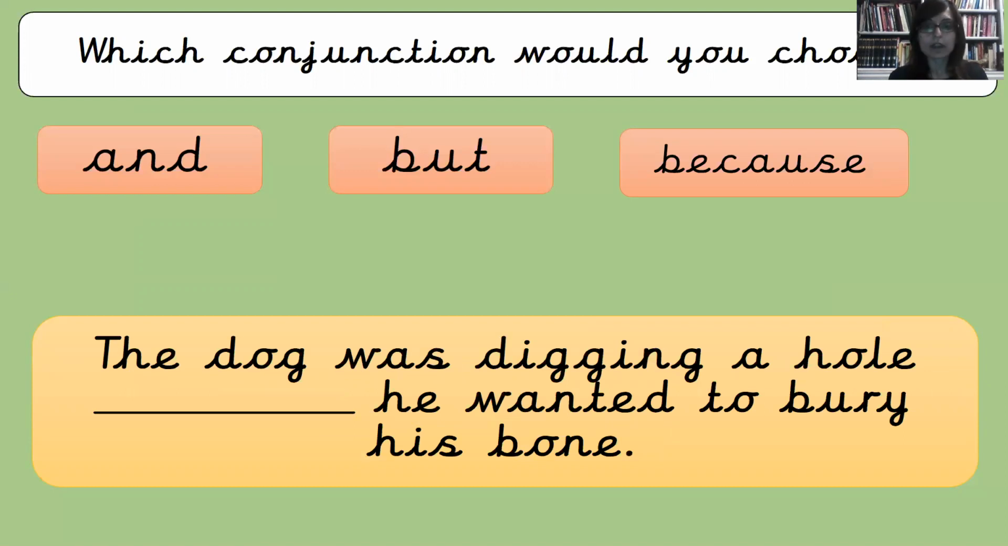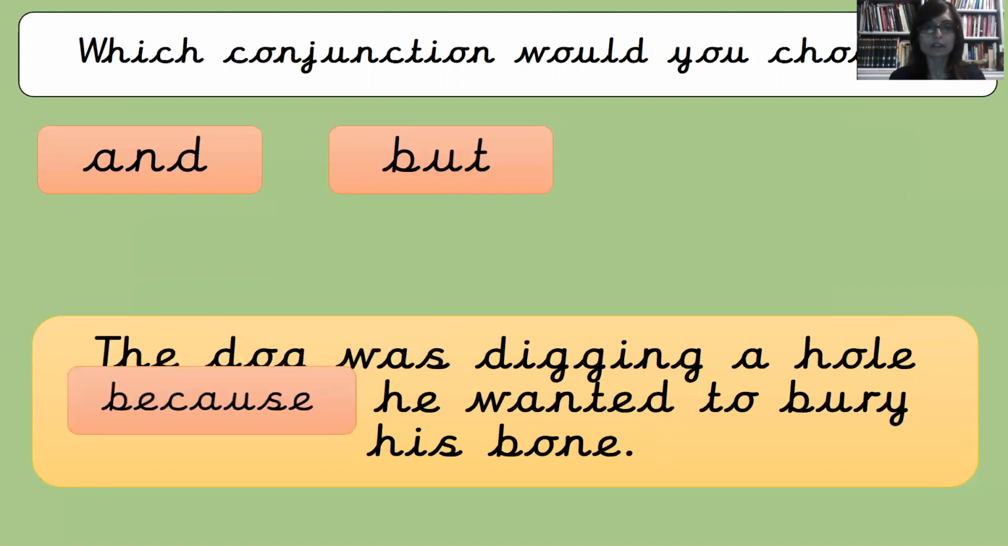The dog was digging a hole. He wanted to bury his bone. Can you try this one? Pause the video and put the conjunction in as I did before. Read the sentence with each conjunction and see which one makes sense. Did you get because? The dog was digging a hole because he wanted to bury his bone.